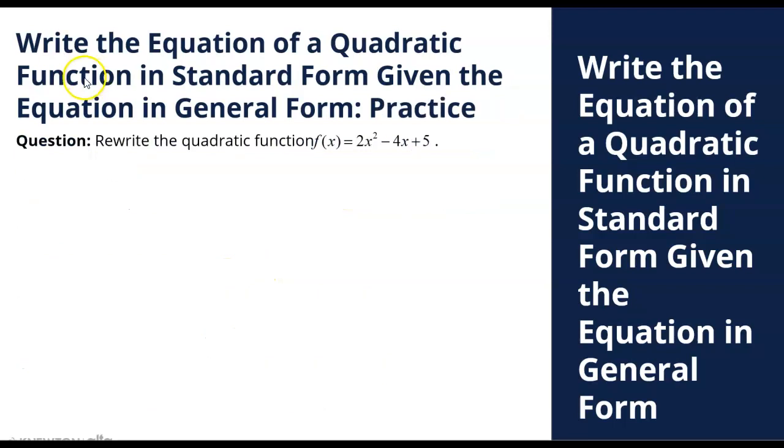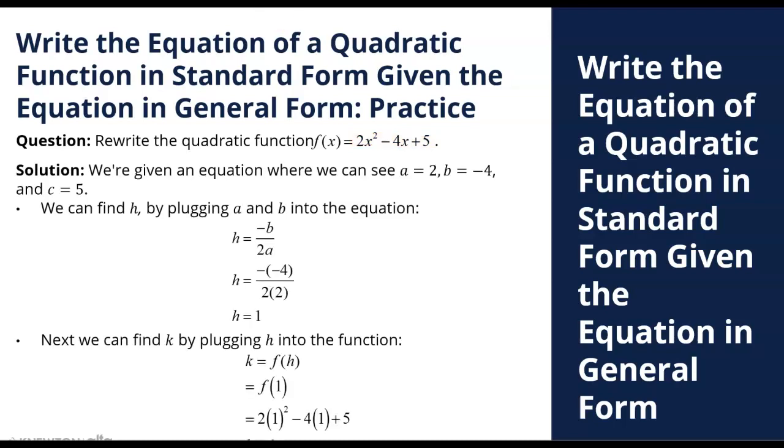And so for example, we are to rewrite the quadratic function f of x equal to 2x squared minus 4x plus 5 into standard form. And so to do that, we will first identify the values of a, b, and c. A is the coefficient of x squared. So this number here is the value for a, and the coefficient of x, including the sign, is your b, and the constant here is c.